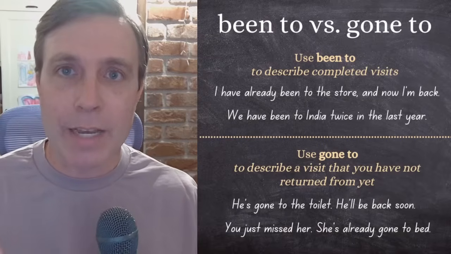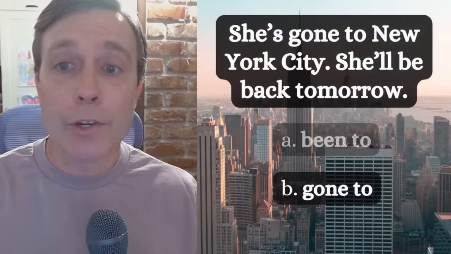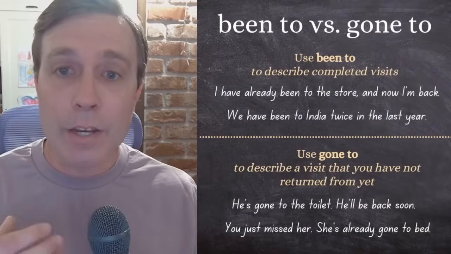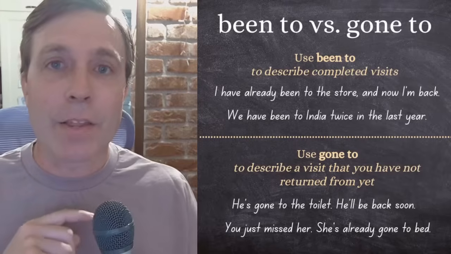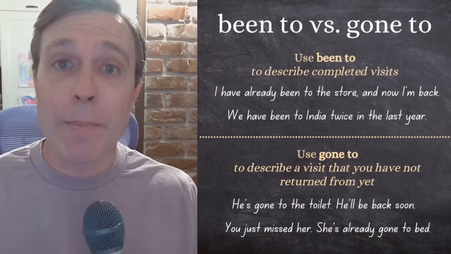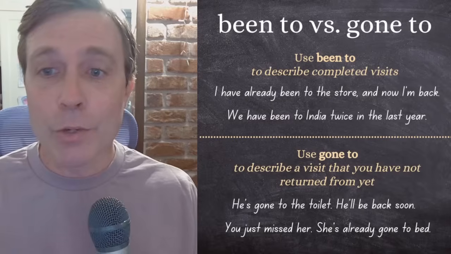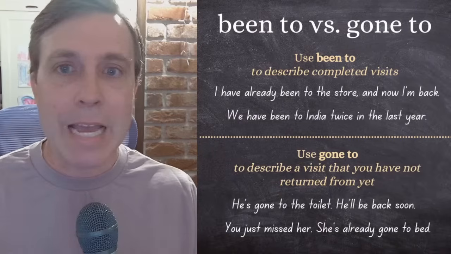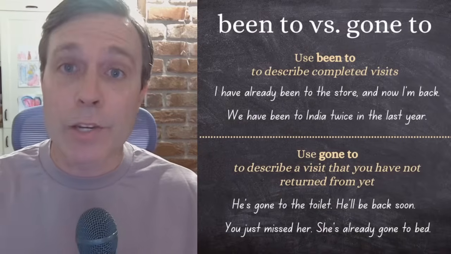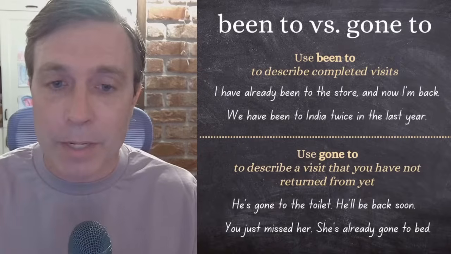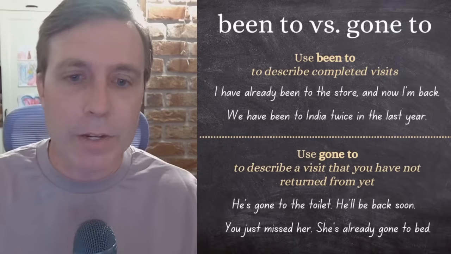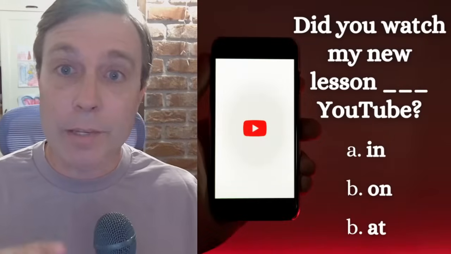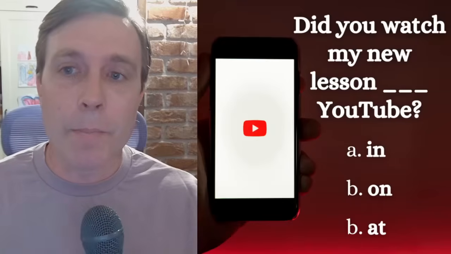In our example sentence, I said she'll be back tomorrow. She's not there yet. She's still in New York. Therefore, you would say gone to. Or again, think of these other examples. He's gone to the toilet. He'll be back soon. He's still there. Or you just missed her. She's already gone to bed. So she's gone to bed, has not come back yet. In those situations, you're going to use gone to. I think it's very common saying, oh yeah, somebody's gone to the toilet or they've gone to bed. Hopefully, again, that really clears up any confusion, especially if you were thinking that the answer was been to.